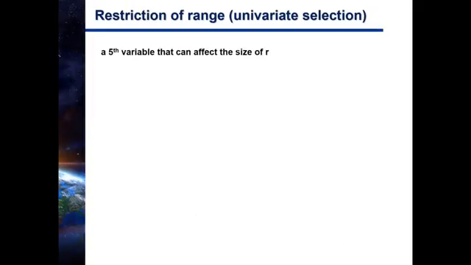Right. The fifth variable or situation that can affect the size of your R value is something called restriction of range, which is also known as univariate selection. All right, and it's very important. So don't ignore this part of the lecture. Okay.